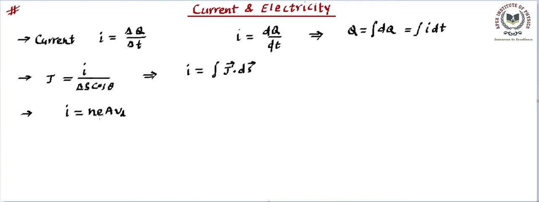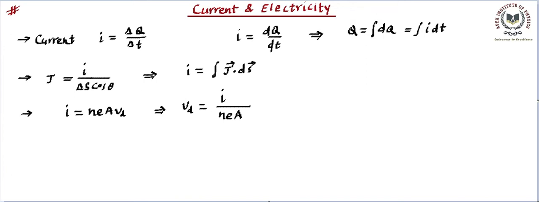Now e is the number, 1.6 times 10 raised to the power minus 19, you know, A is the cross-sectional area, Vd is the drift speed. Making sense? So this is the relation. In examinations, this type of question has been asked to find the drift speed. If we are looking for the drift speed, we can always write it as I upon N e A. Let me give you a simple example.